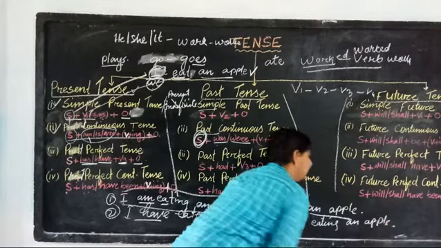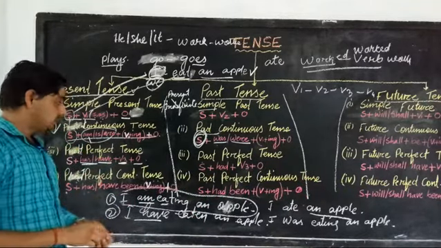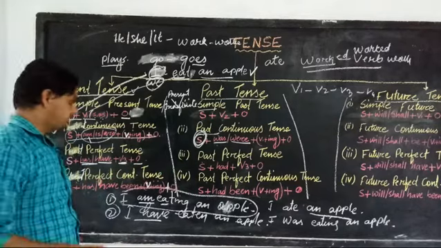I was eating an apple. In this way we can write. I was eating an apple. Next, past perfect tense.